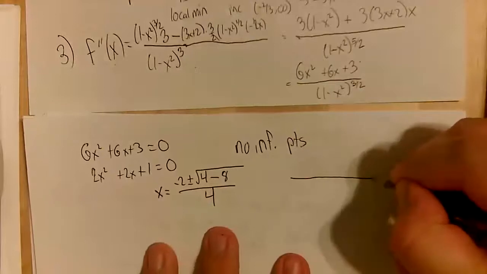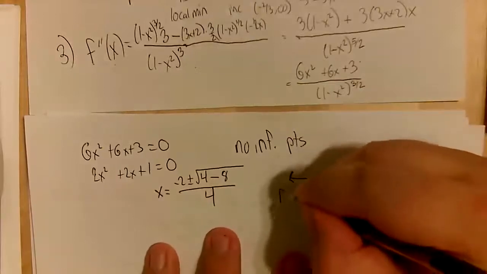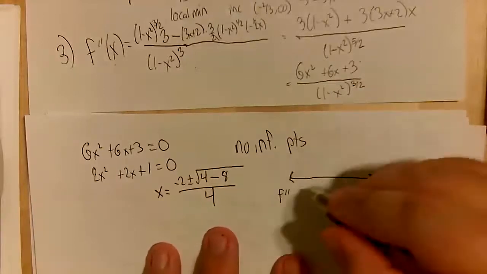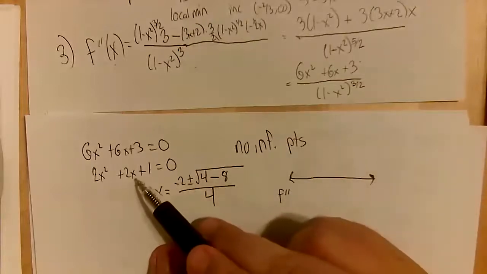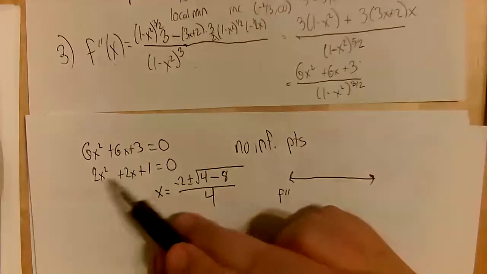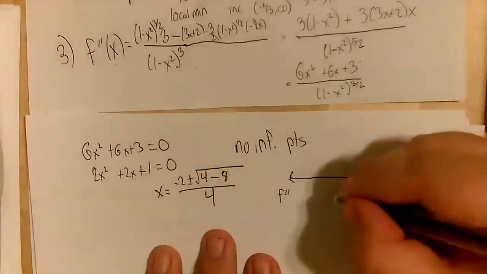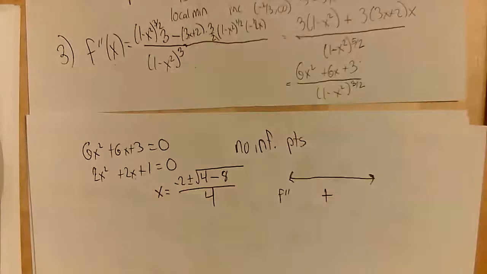Now, what this means is that our second derivative will be the same sign for all real numbers. So if we plug in any number we want in the domain, like 0, we're going to get something positive. So what this is saying is that this curve will always be concave up throughout the whole domain.